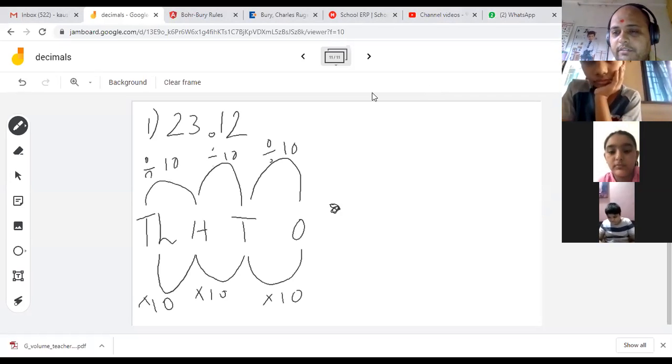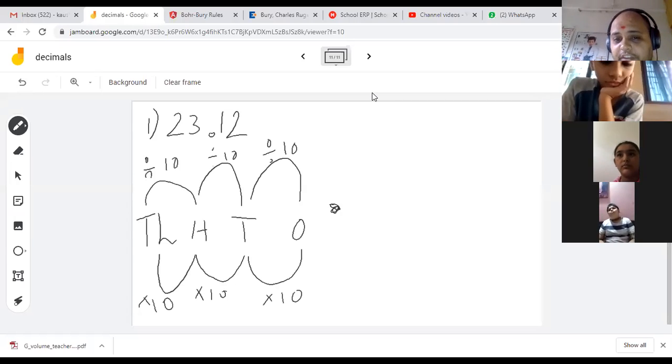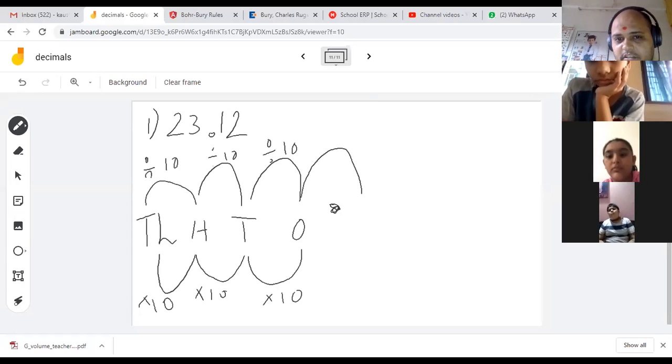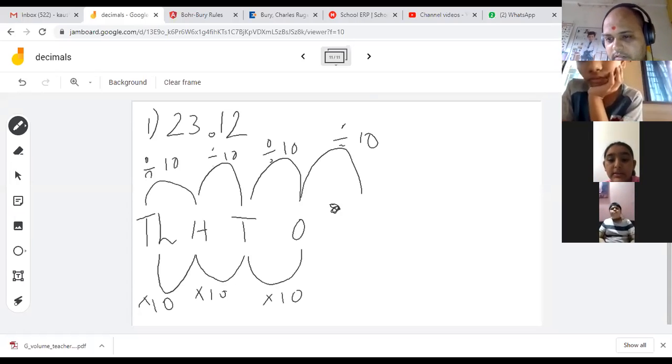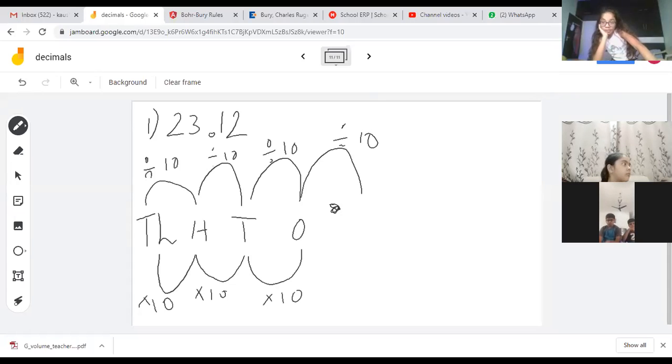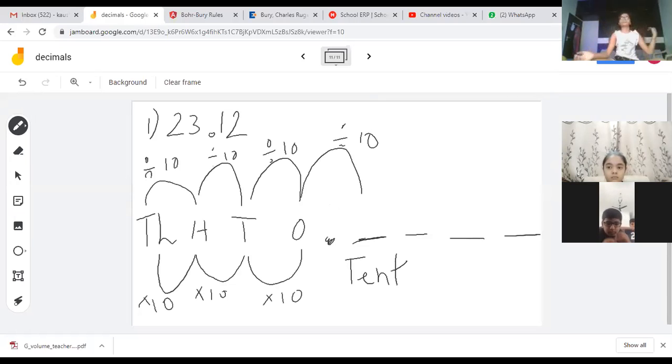So this is the decimal point here. If we divide further, obviously it will be divided by 10. This is the decimal point where we separate them. These places will be called ones. This place is called tenth.